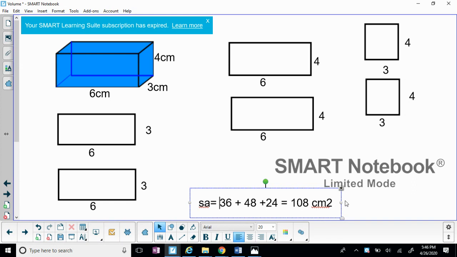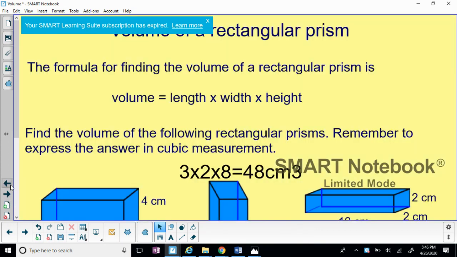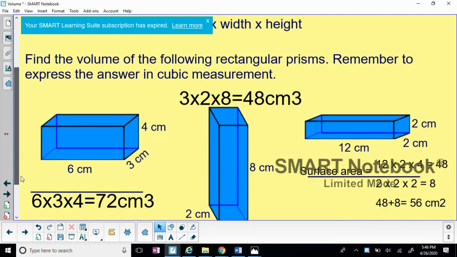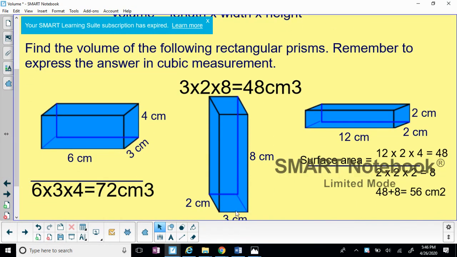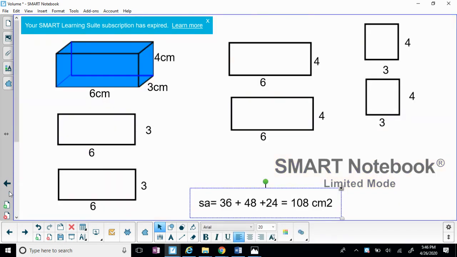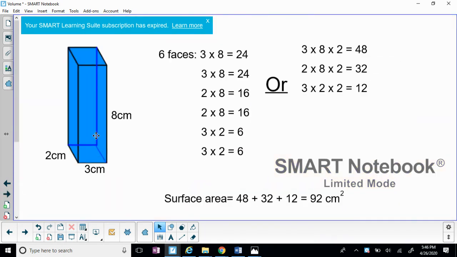Now, another way to do this. So remember this shape? We calculated the volume, length times width times height, and we got 48 centimeters cubed. Now forget about the volume for a second. We're now going to calculate the surface area of this. For this object, I didn't lay out the faces. If you wanted to lay out the faces, if you wanted to draw a bunch of different rectangles to help you with base times height of each face, you could. Or you could just do the math.